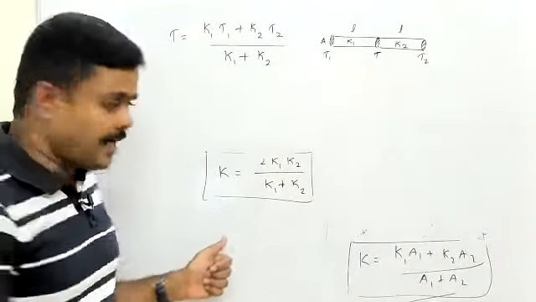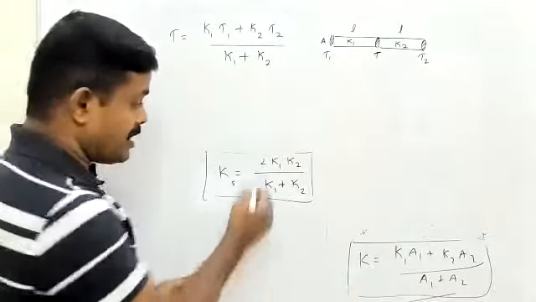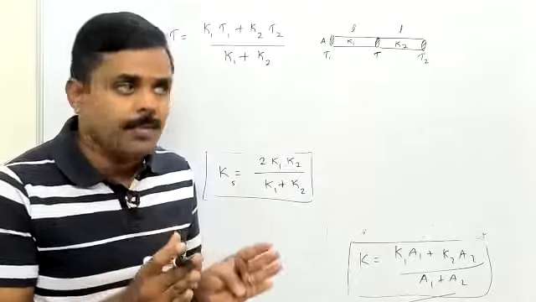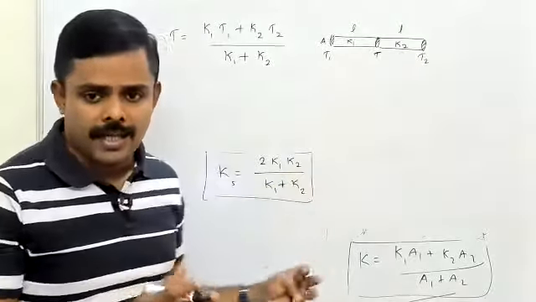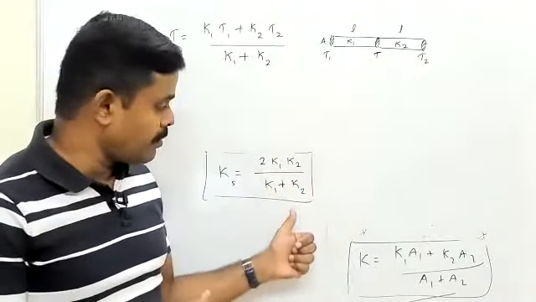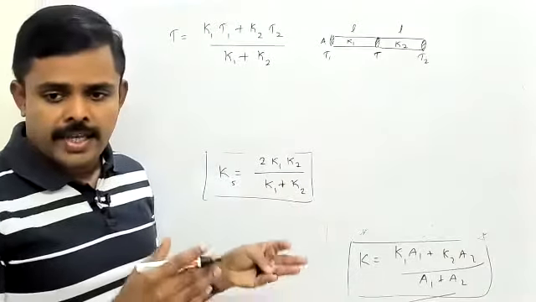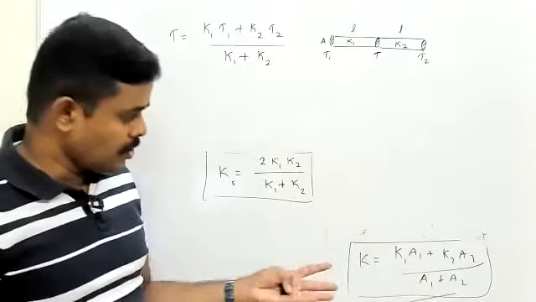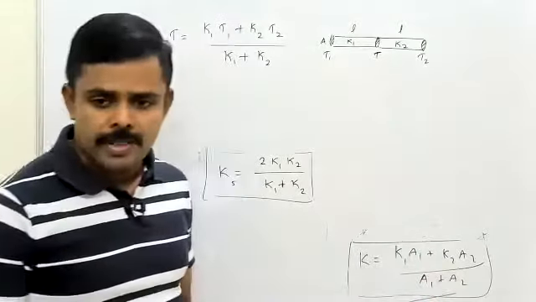So there are three equations to be learned in this part. The first equation is, like I said, K series, but there is a condition attached: both the conductors are to be of the same length and same area. So the equation is 2K1K2 by (K1 + K2). And if they are connected in parallel with the same area, the answer is (K1 + K2) by 2.